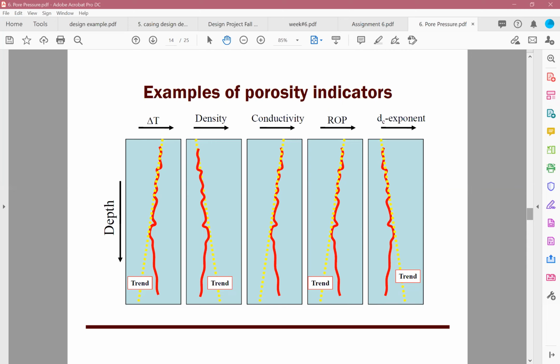Well, one of those logs was density log, right? So if you remember, the equation was density porosity was equal to density minus density of matrix divided by density of matrix minus density of fluid, right? So we had such an equation to calculate the porosity using the well logs.